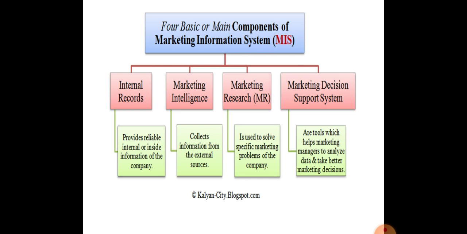Then the third one, marketing research, which is used to solve specific marketing problems of the company. Ultimately we identify whatever marketing-related problems there are, and we try our best to solve those problems. Fourth is the marketing decision support system, which comprises tools that help marketing managers analyze data and take better marketing decisions. Ultimately we find the right tools and techniques so that managers can analyze data and information and reach the right decision making process.